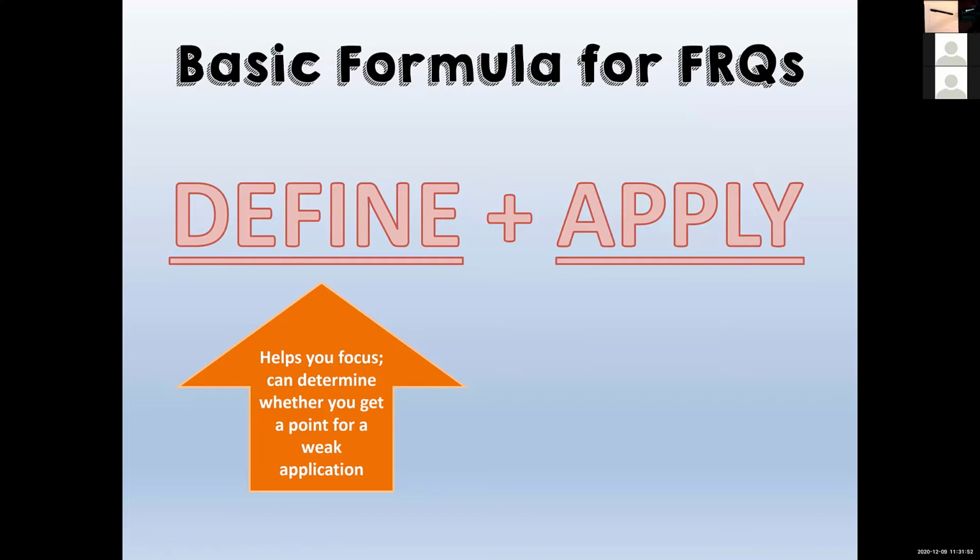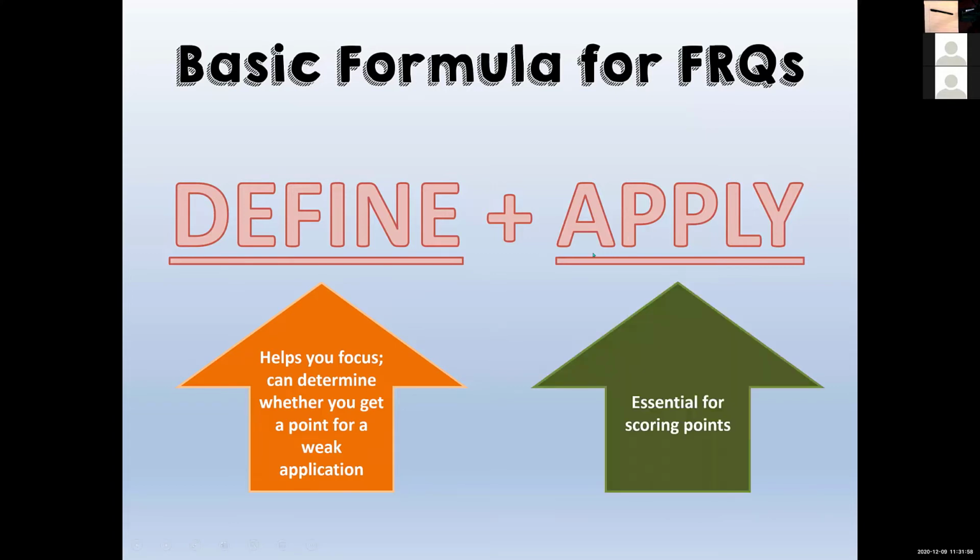Capiche? It's a best practice, as we would say in the teaching world. And then the application, though, it's non-negotiable. It is essential for scoring your point, because you can have a great definition, but if you don't apply the term back to the scenario, you won't get a point. So you must apply it.